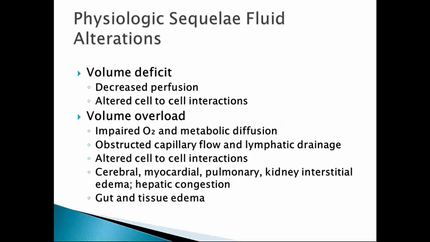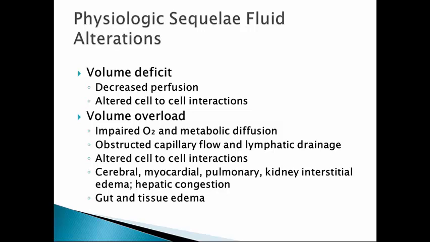What then could be some of the sequelae of our fluid alterations in our physiology? What are our concerns with volume deficit and volume overload? Well, with volume deficit, our biggest concern is the decrease in perfusion, because with decreased volume, you're going to have decreased circulation to the area. And both with volume deficit and volume overload, it's going to alter our cell-to-cell interactions, because physiologic substrates move through fluid. And our fluid constituents, as well as the amount of fluid, is going to affect those interactions.